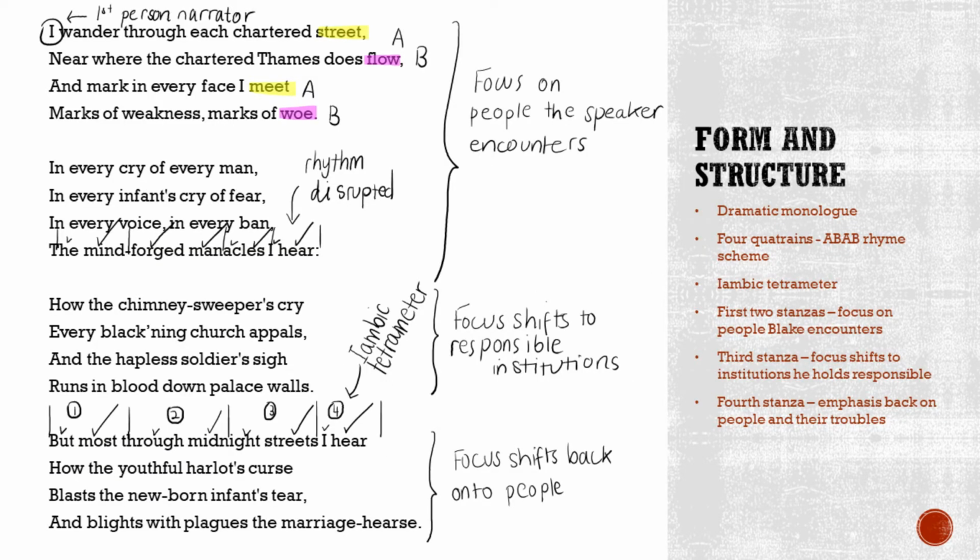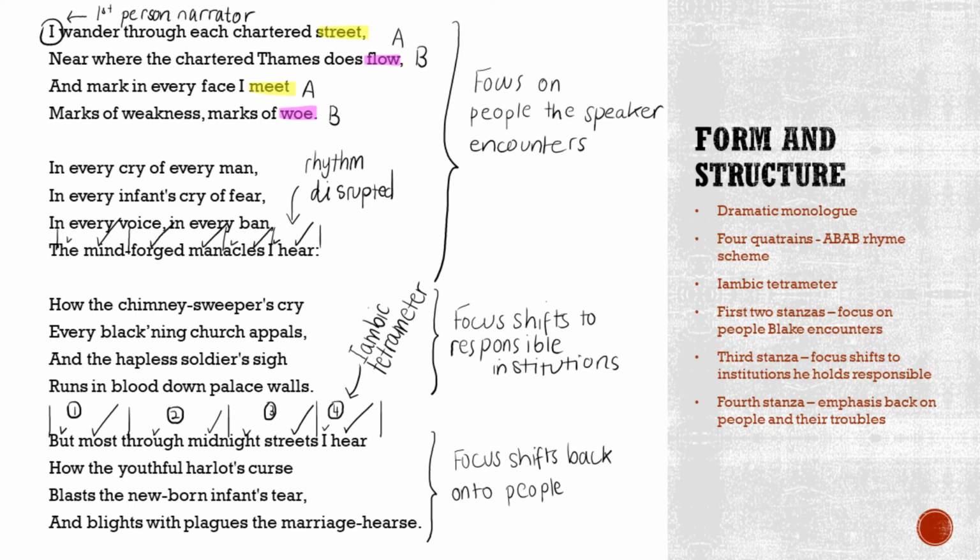So let's talk form and structure. This poem is a dramatic monologue, meaning it's a first-person account in which the speaker passionately describes what they are seeing as they wander the streets of London. It's formed of 4 quatrains and has a relentless A-B-A-B controlled rhyme scheme with monosyllabic rhyming words, which could be linked to the controlled oppression within society.